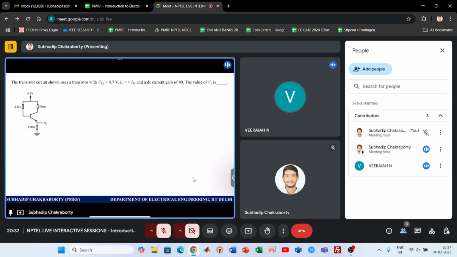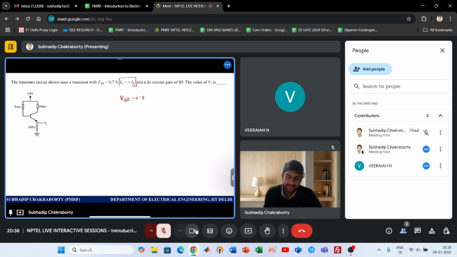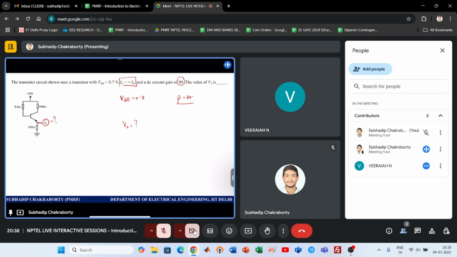So here also, as you can understand, VBE is 0.7, right? And they have already asked you to consider IC and IE to be almost the same, and the current gain is beta times IB. Can you calculate V0 quickly? V0 is this voltage.